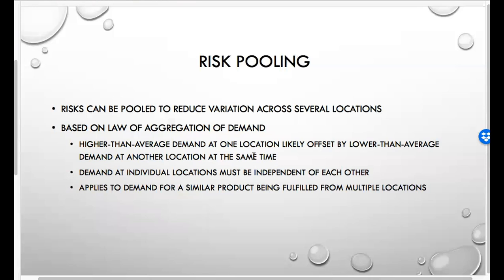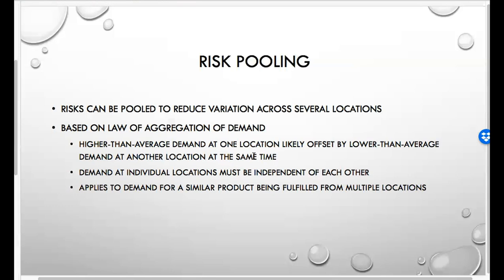Now, this is based on the law of aggregation of demand, in which certain things must be true for this to work. So the law of aggregation of demand basically states that higher than average demand at one location can likely be offset by lower than average demand at another location at the same time. So basically what this says is that if you take a large number of locations, the odds of everything being high or everything being low at the same time is very low. More than likely, all things being equal, one will be high, another one will be low. So your variation will be smoother across multiple locations.